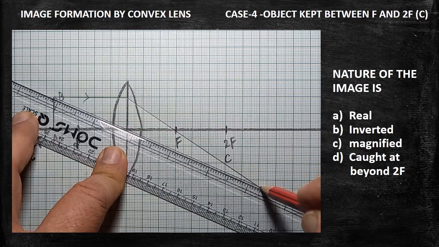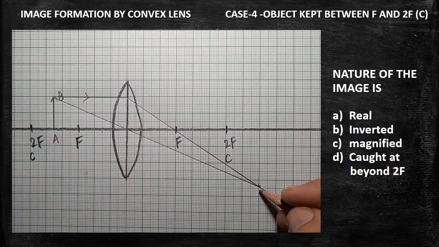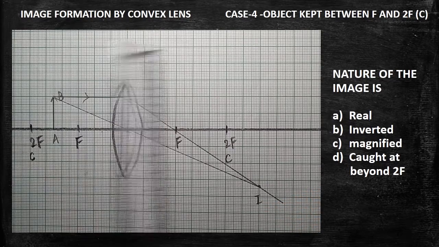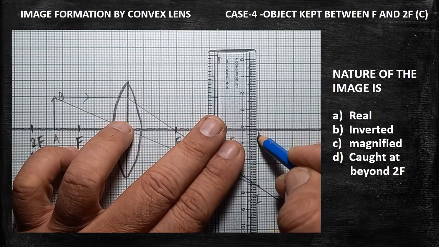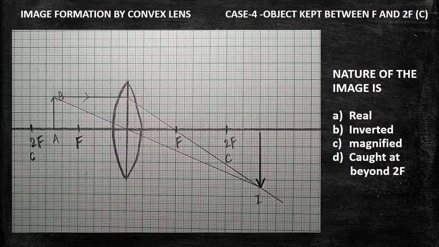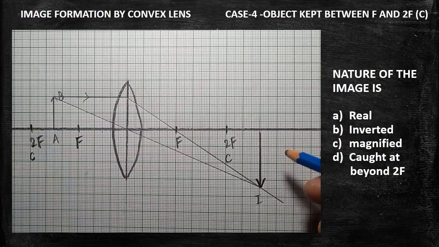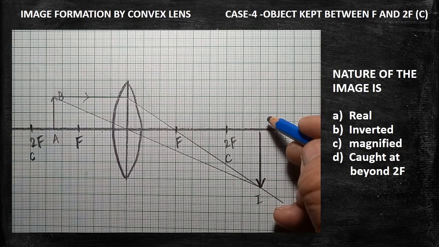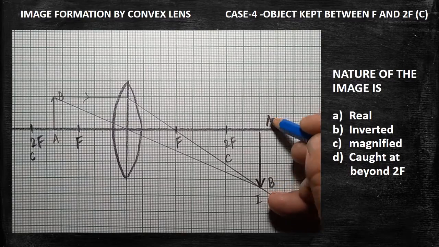Now these two rays are intersecting here. Only here you are getting the image. There you can write it as I. Now I am going to draw the image on the other side. Here only I am catching the image. Therefore I have drawn the downward arrowhead. Since it is the inverted image, instead of AB, we have to write it as BA. This one should be B and this one should be A, inverted.